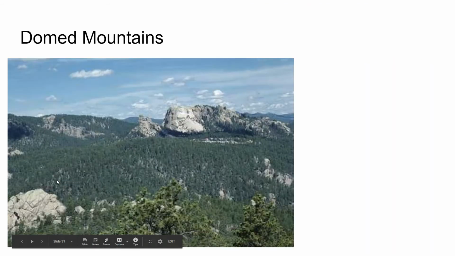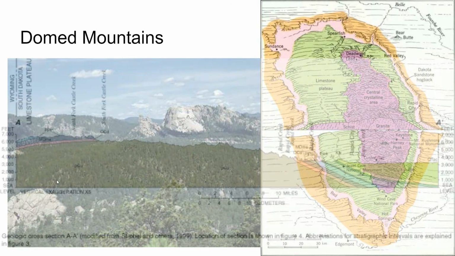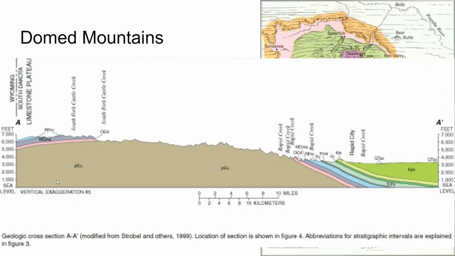All right, domed mountains are more like the Black Hills of South Dakota, where again you're going to see the oldest rocks in the center, and they'll look like this in cross section. So the Precambrian core of the dome, overlain by the sedimentary rocks that were deposited in an ancient ocean basin subsequently, but erosion has exposed all of it.